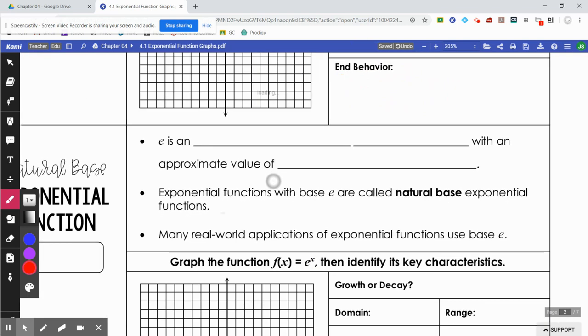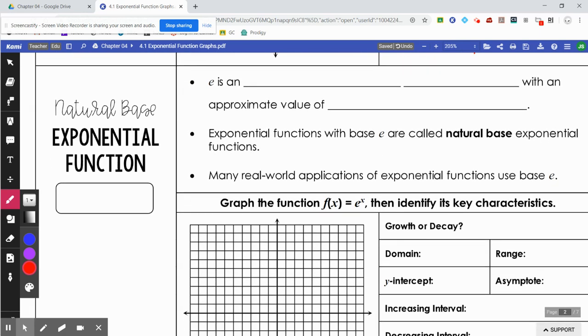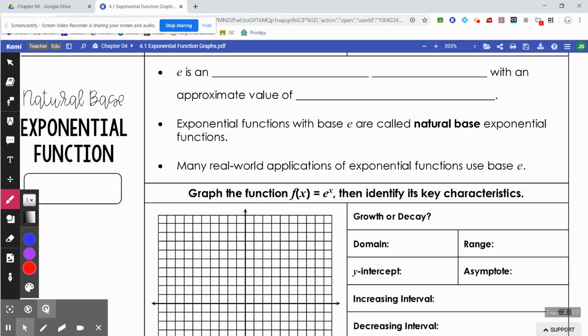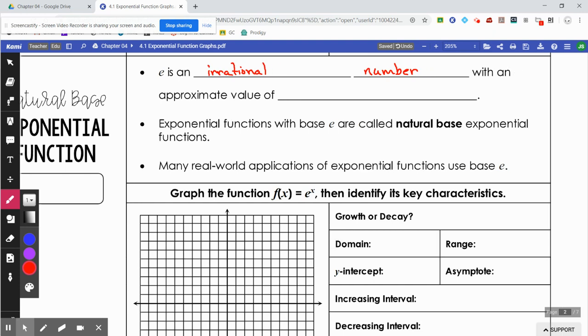Next up, let's talk about a natural base of an exponential function. And we're going to start out the discussion by talking about the number e. e is an irrational number. It's probably the second most famous irrational number. We know that the most famous is probably the number pi, which we all know is 3.14. e is a very common number that we use in a lot of our math, especially when we're dealing with exponential growth or decay.